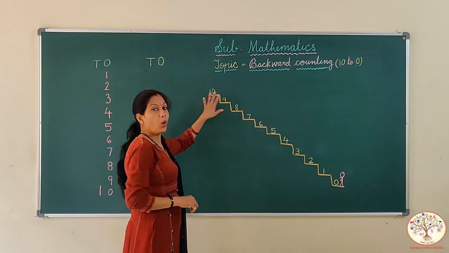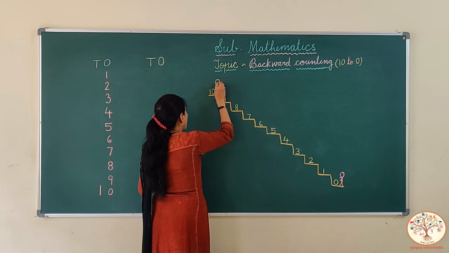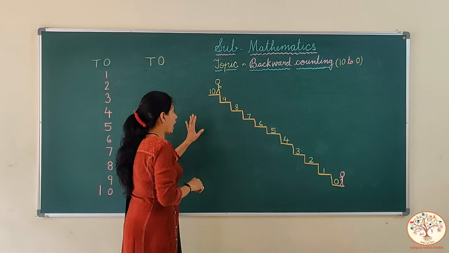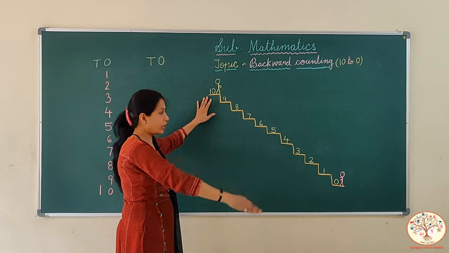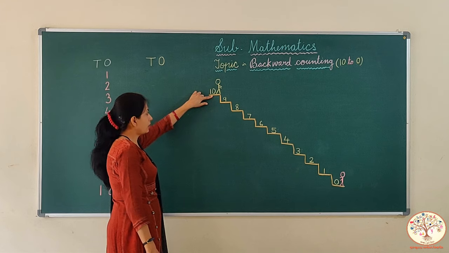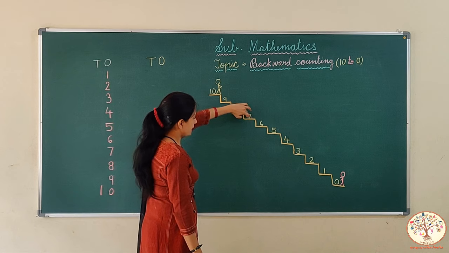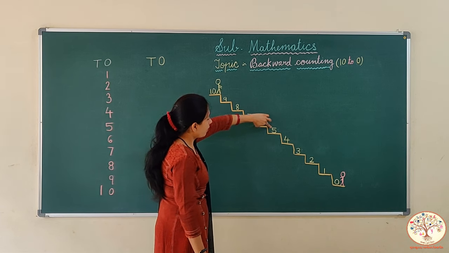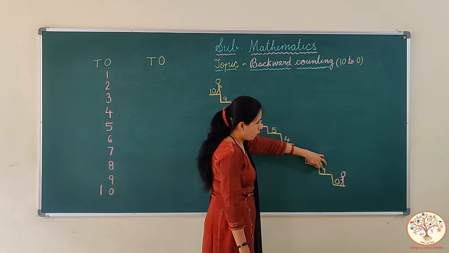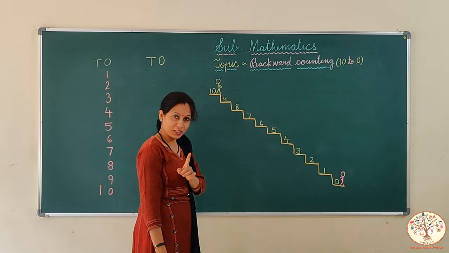Now, I will go back down. Okay? Now, I am on the position of 10. Now, I will move back. Okay? I come down. Start from 10, I move to 9, then 8, 7, 6, 5, 4, 3, 2, 1, 0. This is backward counting.